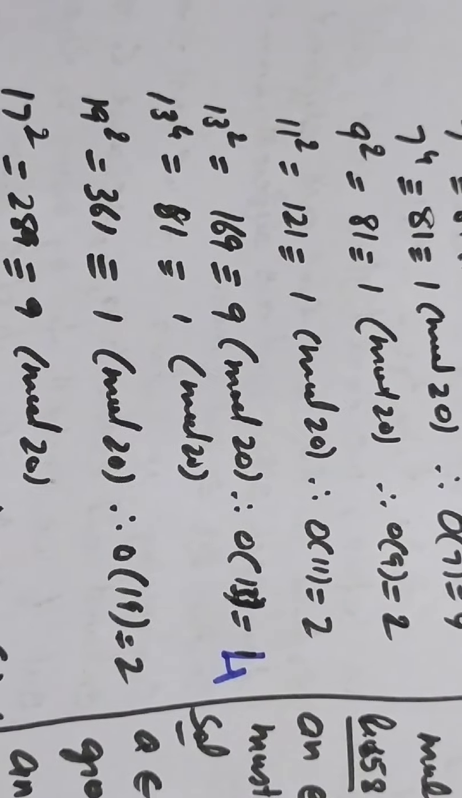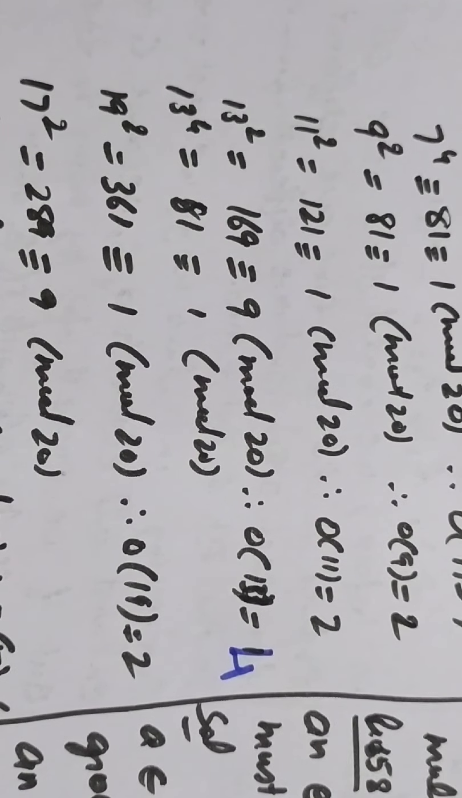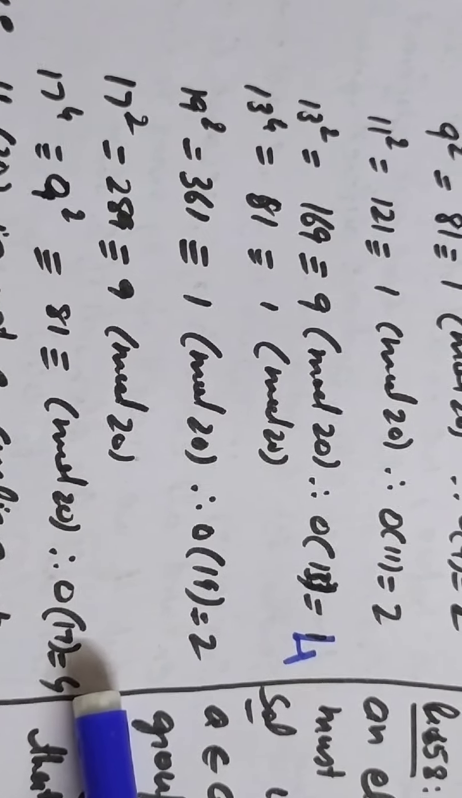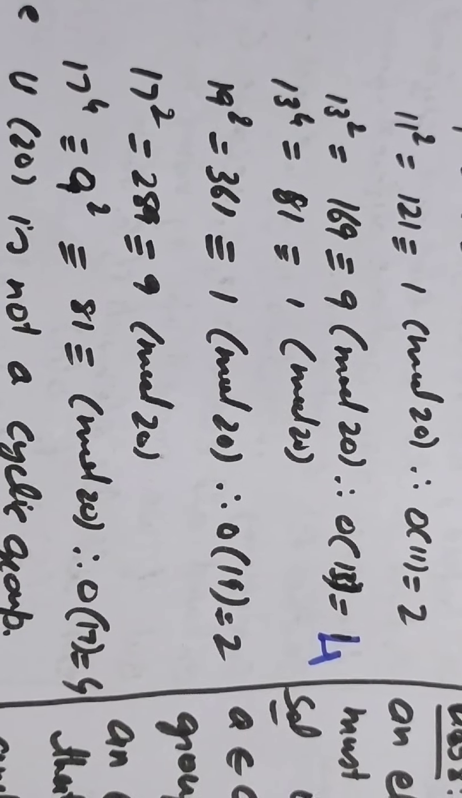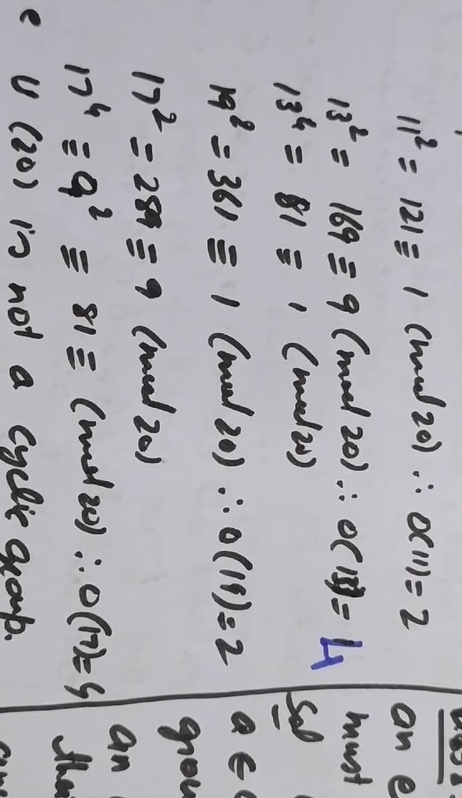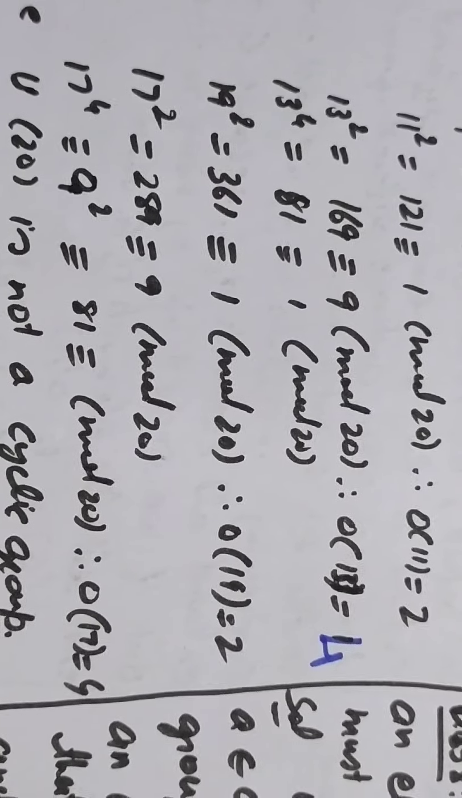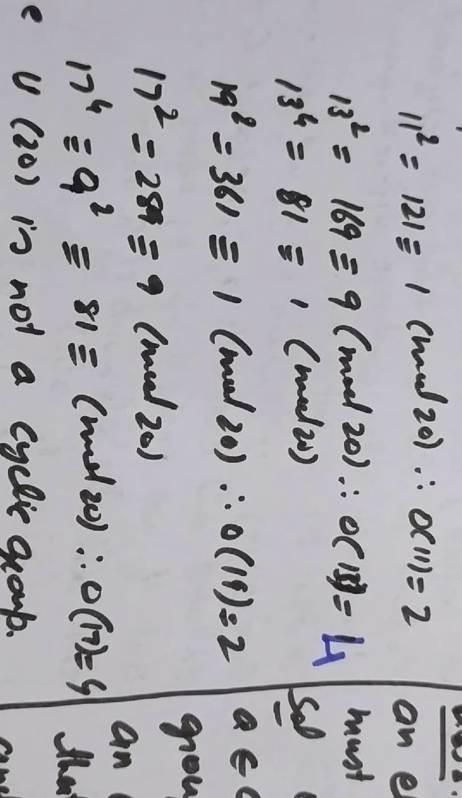Similarly, the order of 19 is 2. The order of 17 is again 4. So during the whole discussion you will see that there is no element in U20 which gives you order 8, because a cyclic group must have an element whose order equals the order of the group. But in this group there is no element of order 8. Therefore U20 is not a cyclic group.